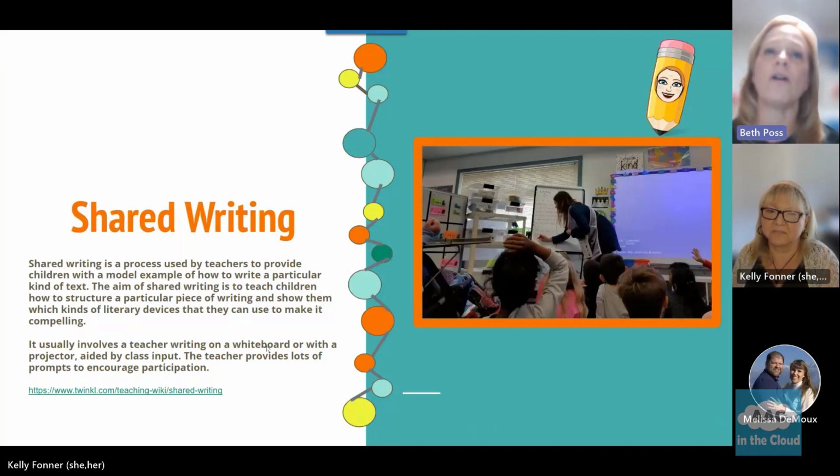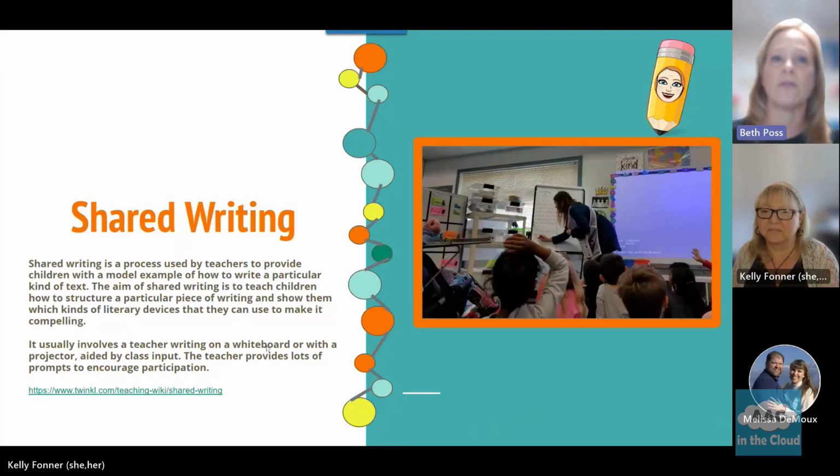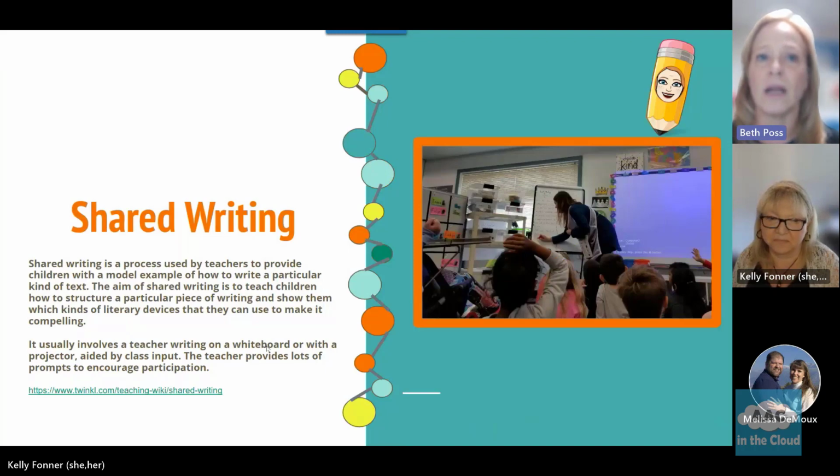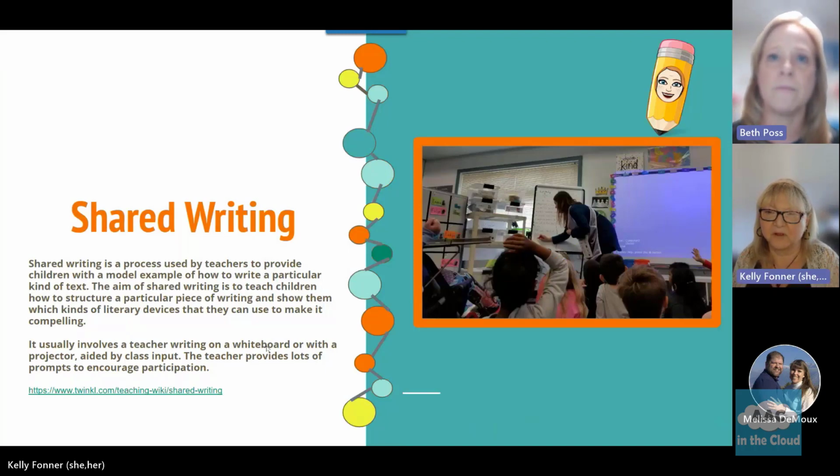So it usually involves a teacher who's writing on something that everybody can see. So that's a really important part of shared writing, right? Whether it's a chart paper, whether it's a whiteboard, whatever it is. And there's lots of participation from everybody. And there's a nice link there about shared writing from twinkle.com.